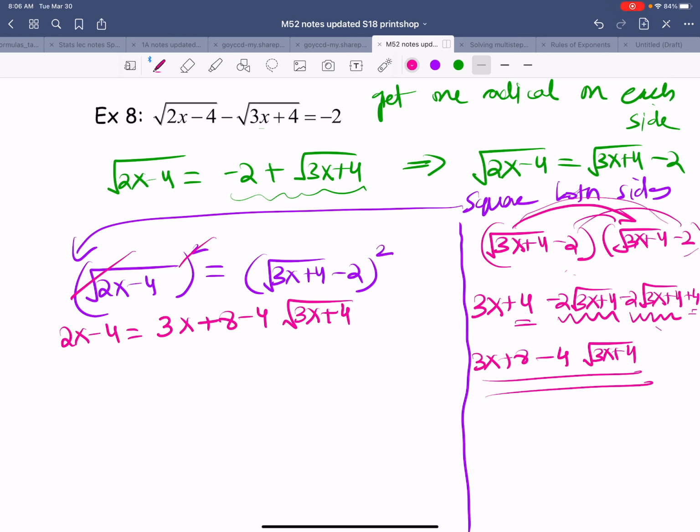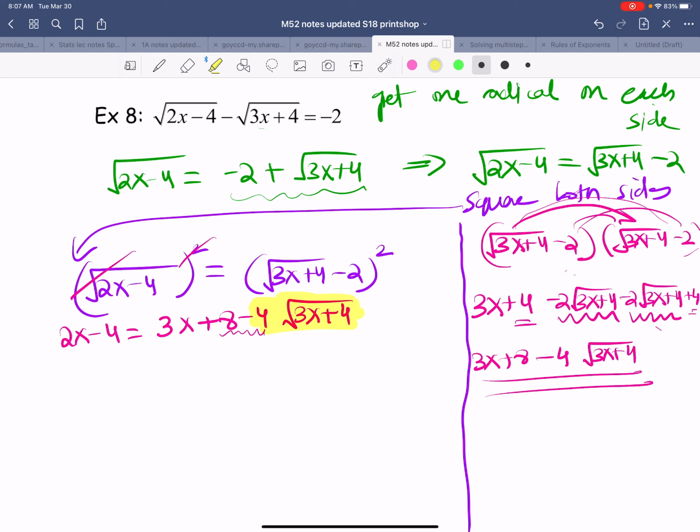Now, can I combine these anymore? No, because 4 is multiplied with this. 4 is connected to that radical, okay? So don't subtract 4 from the 8. They are not like terms. Remember, in order for us to subtract or add, the radicals have to be like radicals.